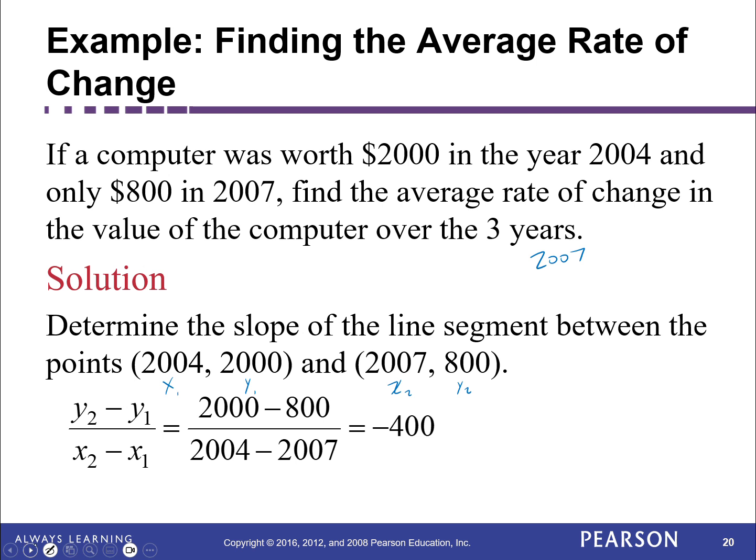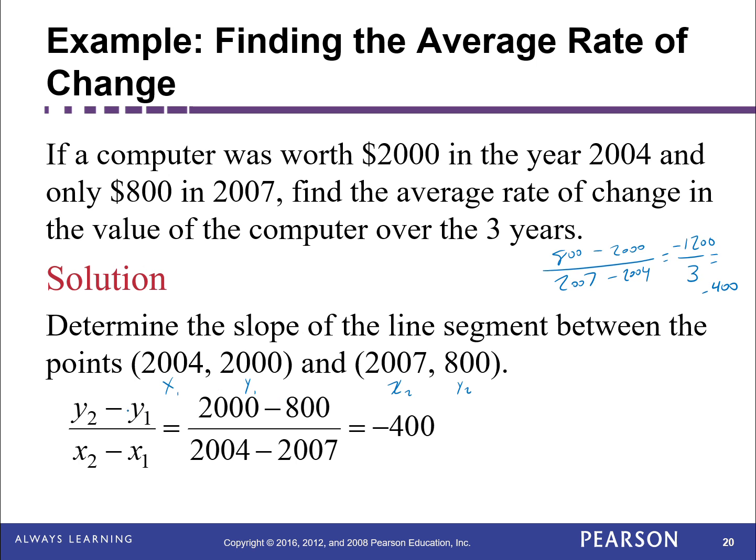I'll erase this real quick. Still works. I'll show you it works both ways. It's a good example of showing that it works both ways. So if I said the y2 was 800 and the y1 was 2000, that means the x2 was 2007 and the x1 is 2004. That's still going to render a 3 on the bottom, and it's going to render negative 1,200 on top, which does simplify to negative 400. So it just goes to show you, as long as you stay consistent with your x1, y1, your x2, y2, it doesn't really matter the order you do them.